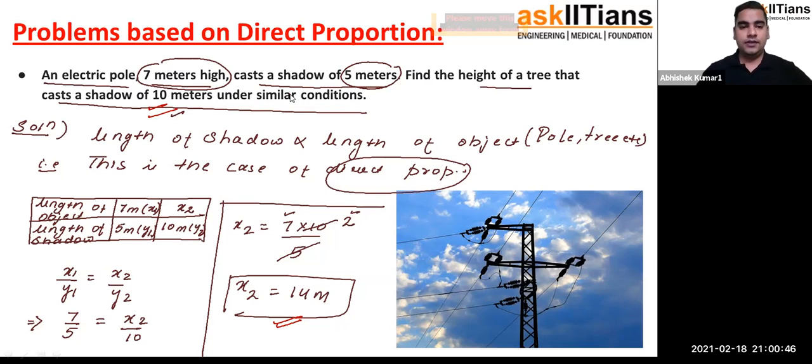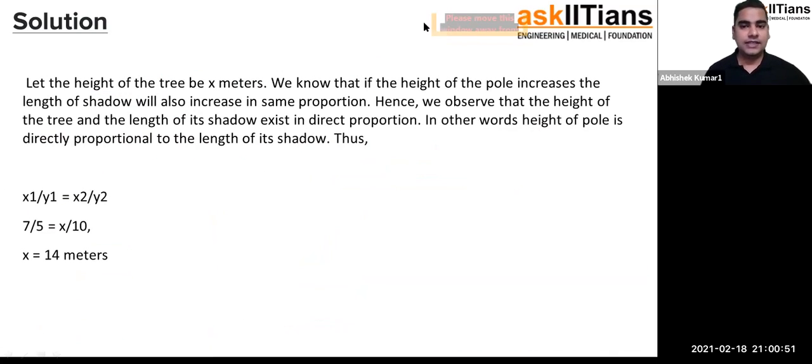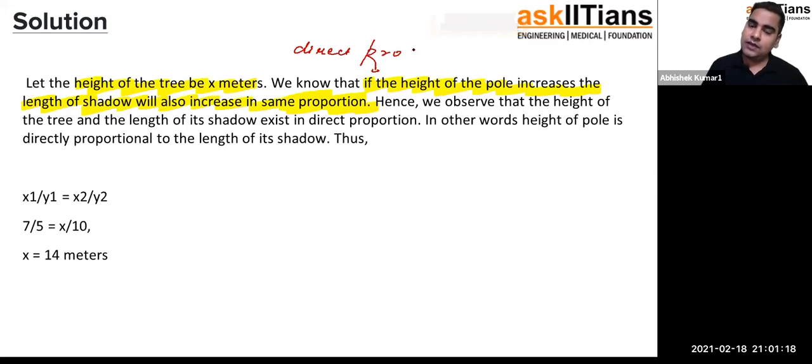All right, done. Excellent. So they have done it in exact same way. You can go through this solution, guys. It tells everything here. It says let the height of the tree be X meter, right? Now, this is the important point. If the height of the pole increases, the length of the shadow will also increase in the same proportion. So basically, this point, which I have highlighted in yellow color, says that this is a problem of direct proportion, because on increasing one value, the other value is also increasing.